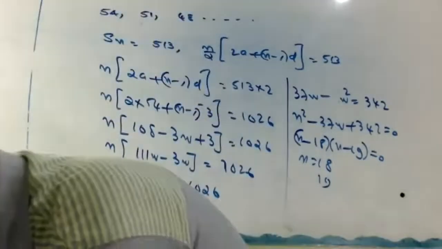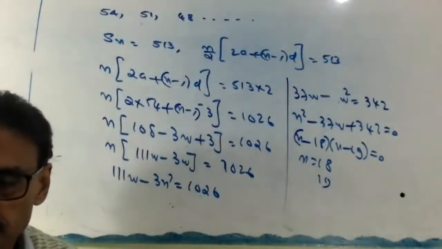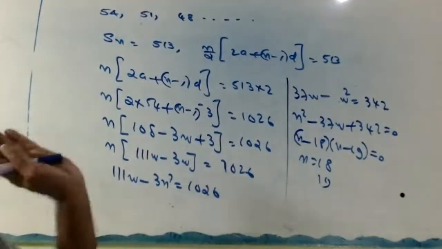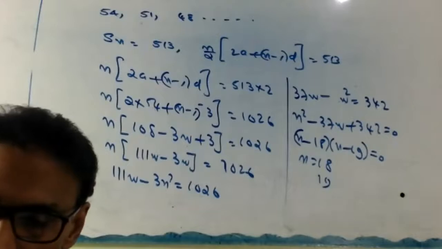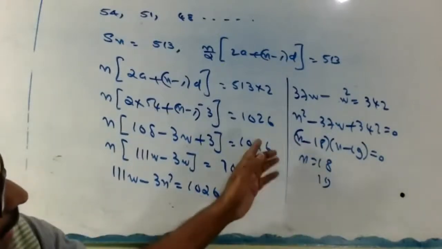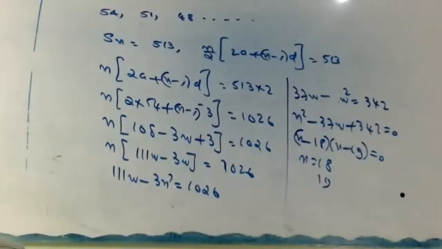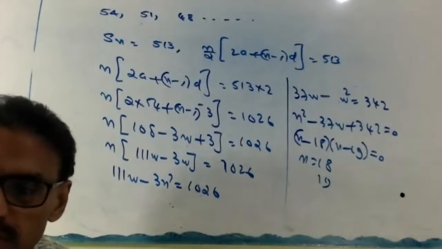Look, I take it to the other side: n square minus 37n plus 342. Correct or not? Plus only, I didn't take two to one side. Right? Correct or not? Check your book.